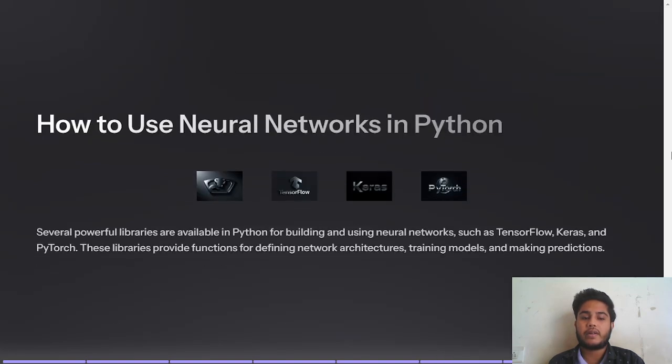How to use neural networks in Python? Several powerful libraries are available in Python for building and using neural networks, such as TensorFlow, Keras, and PyTorch. These libraries provide functions for defining network architectures, training models, and making predictions.